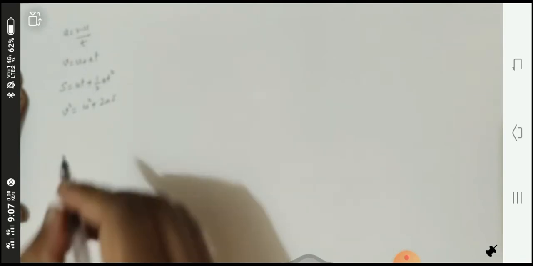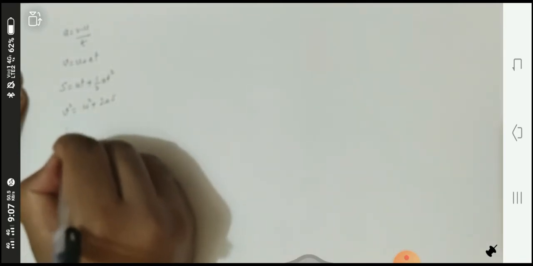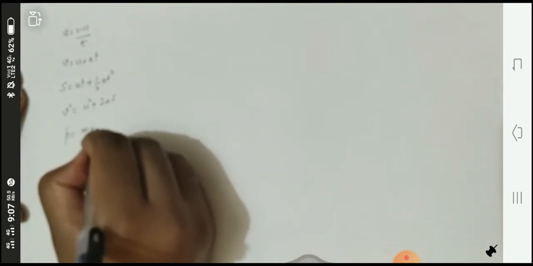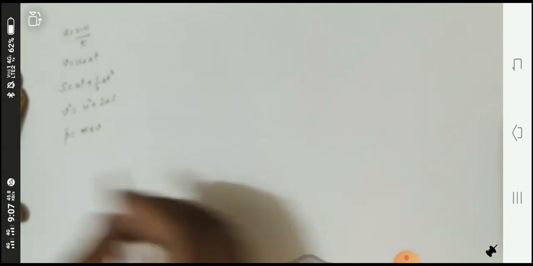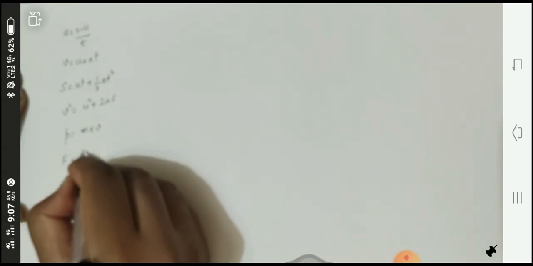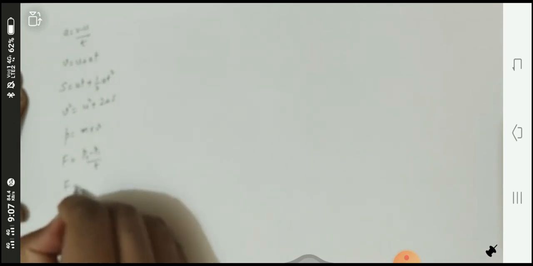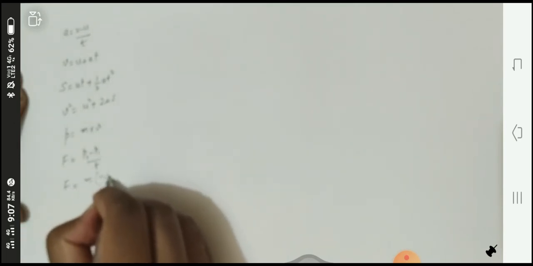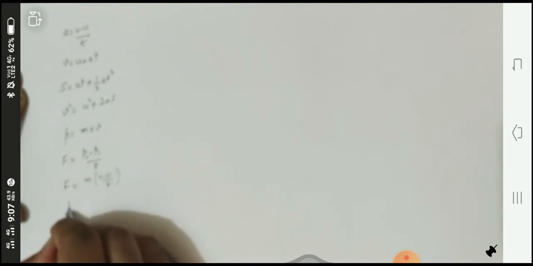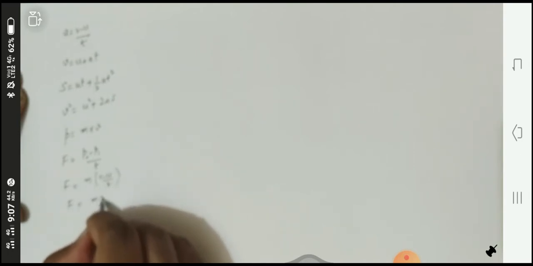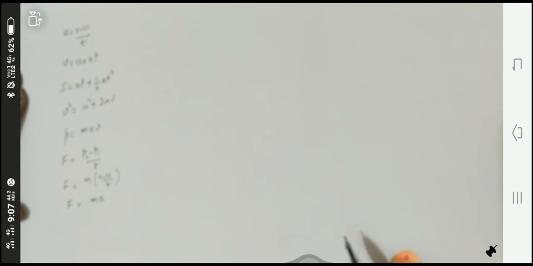After that, momentum is the product of mass and velocity. Then force is the rate of change in momentum. Force is m(v − u)/t. Force is mass into acceleration.